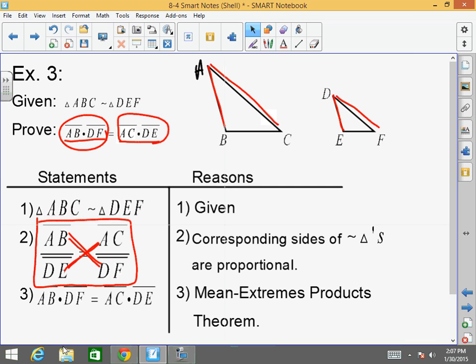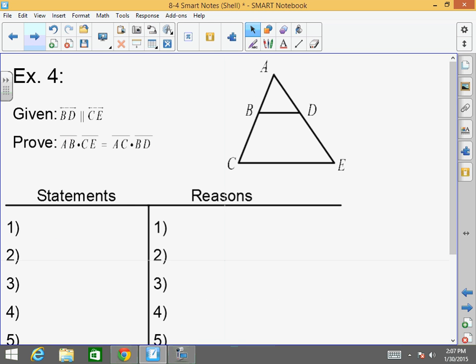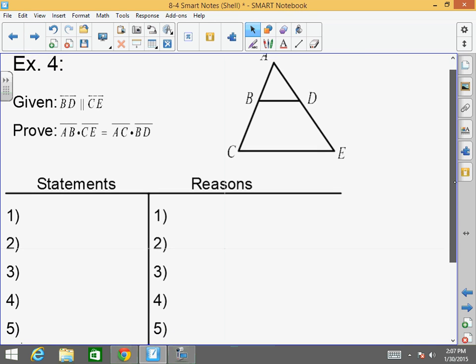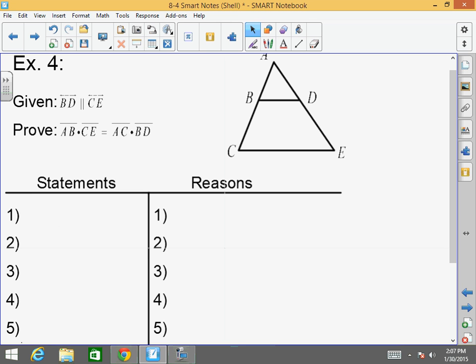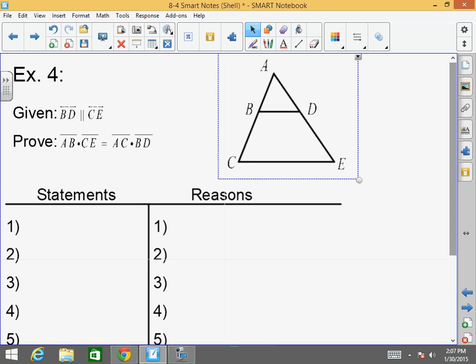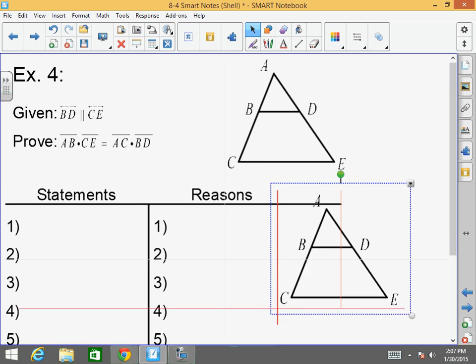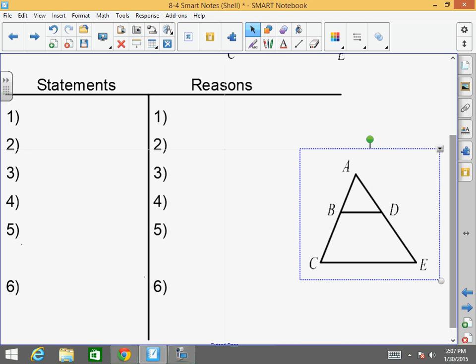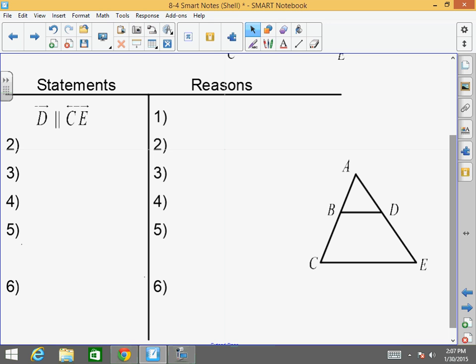Okay? Now we're going to get a little bit complicated. So hopefully you guys are seeing where I'm going with this. Okay, number 4. BD is parallel to CE. Awesome. And I want to prove that AB times CE is equal to AC times BD. Now the first thing I should have done before, let's bring it down. Okay, now let's work. First things first, given of course, BD is parallel to CE.